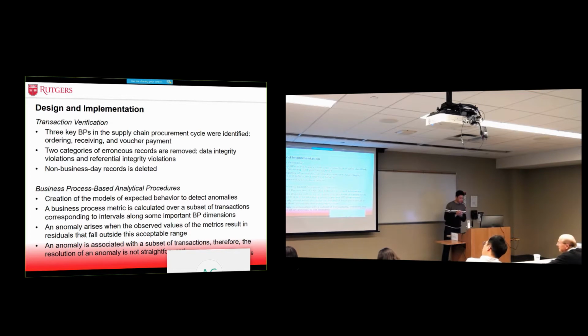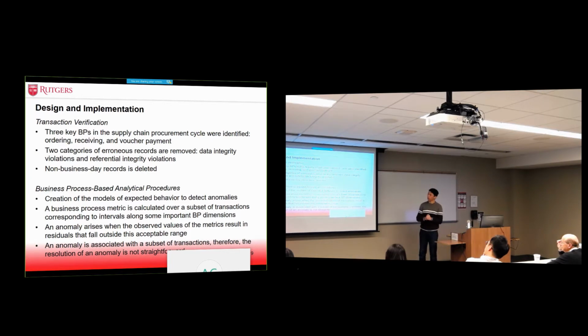Okay, so these are two main components of continuous auditing. First, transaction verification. Second, business process-based analytical procedures. The first part mainly checks every transaction against every business rule that's formalized. And the second part uses segments of data to detect anomalies. Three key business processes were identified in the company used in this paper: ordering, receiving, and voucher payment.